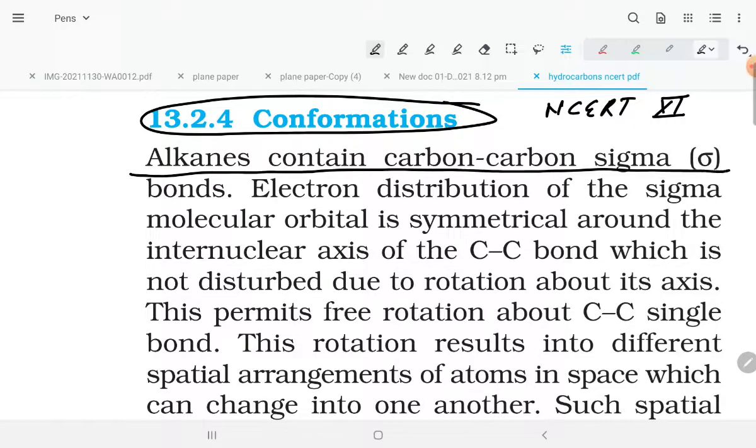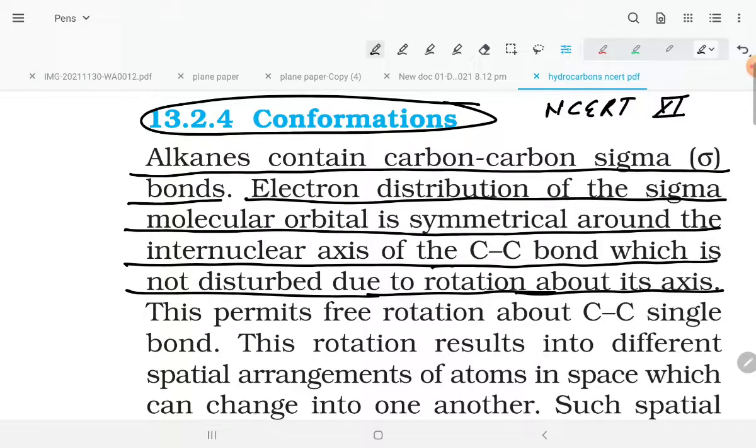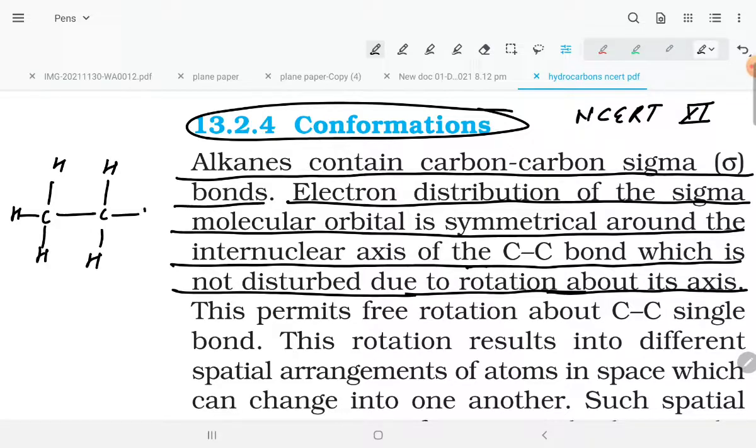Alkanes contain carbon-carbon sigma bonds. And the electron distribution of the sigma molecular orbital is symmetrical around the internuclear axis of the C-C bond, which is not disturbed due to rotation about its axis. So they are saying that whatever the alkanes are, if you rotate this one sigma bond, the electron distribution in the sigma bond is not going to be disturbed, student.